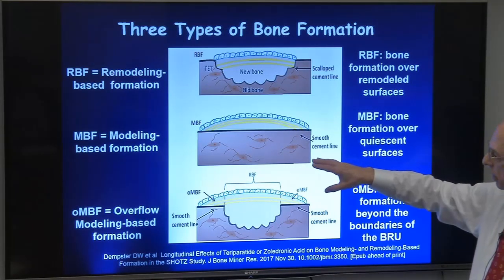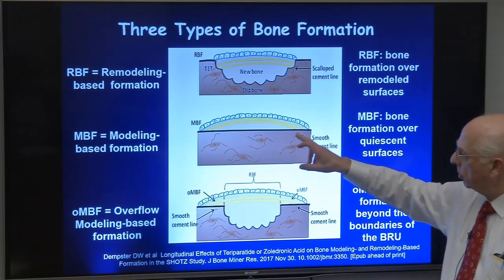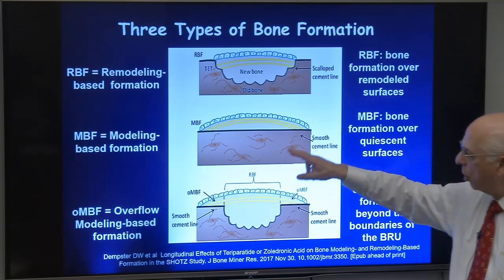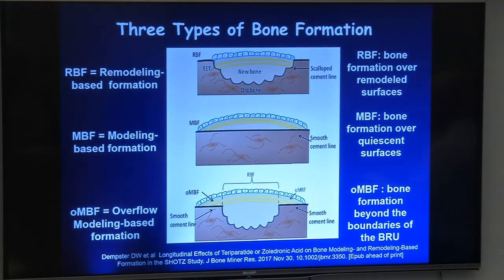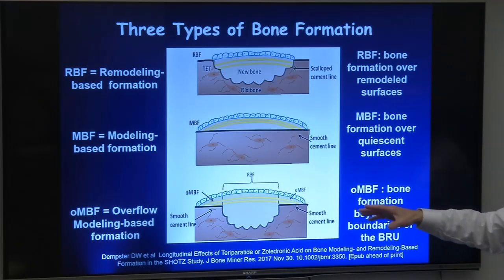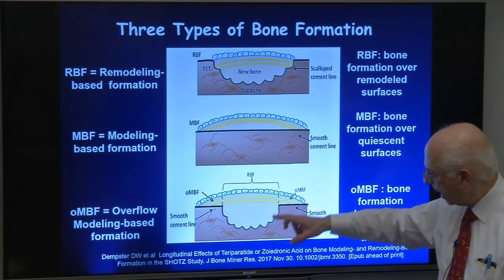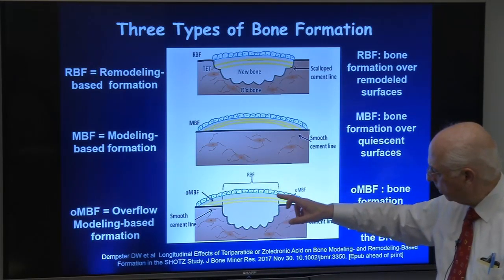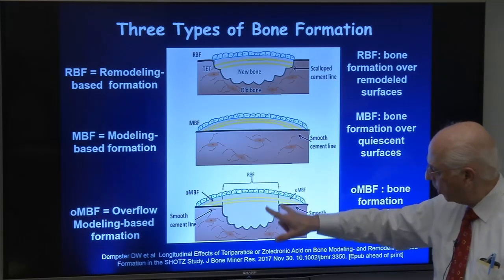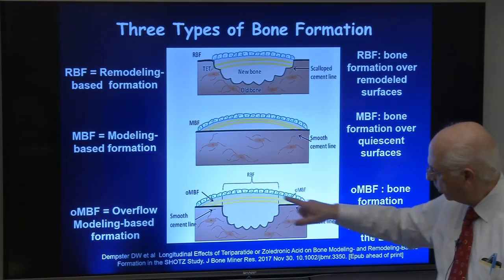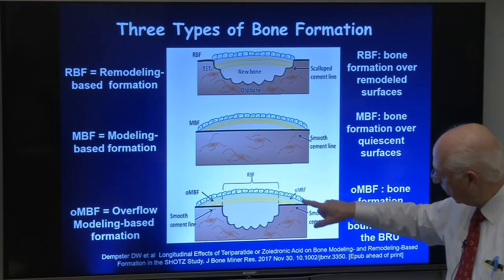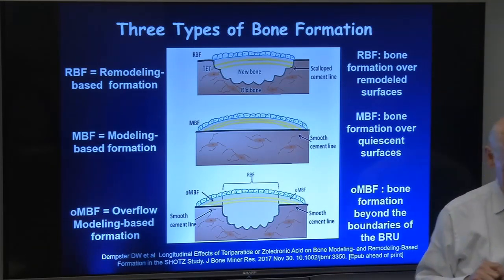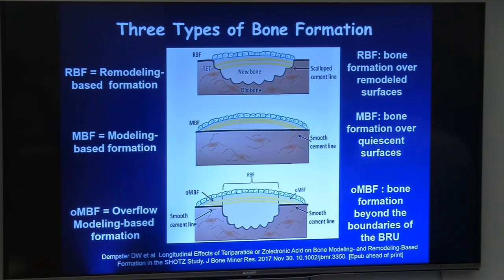Modeling based bone formation is different. You're basically forming bone on quiescent surfaces, and you see no scalloping. It's a smooth cement line. There's just nothing there except new bone. And then what David has said is overflow modeling based bone formation. That is, you get the scalloping, you get the bone formed exuberantly, but there's so much bone being formed it spills over outside this lacuna, and it appears to be bone on quiescent surfaces, but it's actually spillover from the remodeling space.